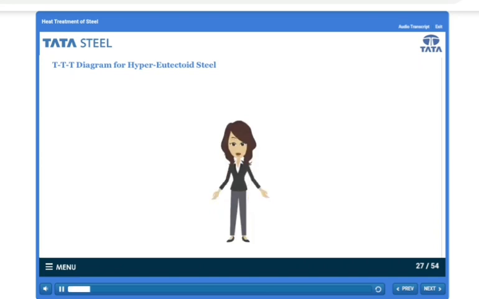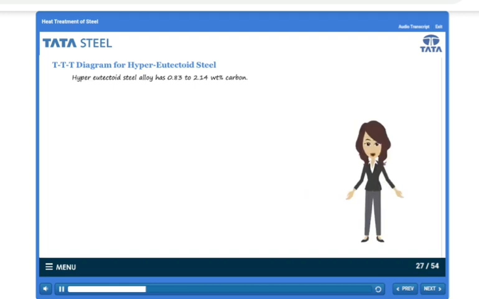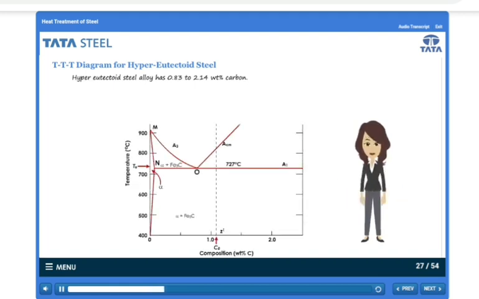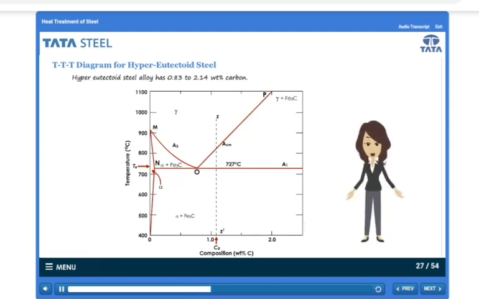In the previous topics of this course, we have analyzed the TTT diagram of eutectoid and hypo-eutectoid steel. You are now in the fifth topic of this course, TTT diagram for hyper-eutectoid steel. A hyper-eutectoid steel alloy has 0.83 to 2.14% of carbon by weight. Now we will analyze the iron-carbon diagram showing hyper-eutectoid composition as it is cooled from within the austenite phase region to below the eutectoid temperature.